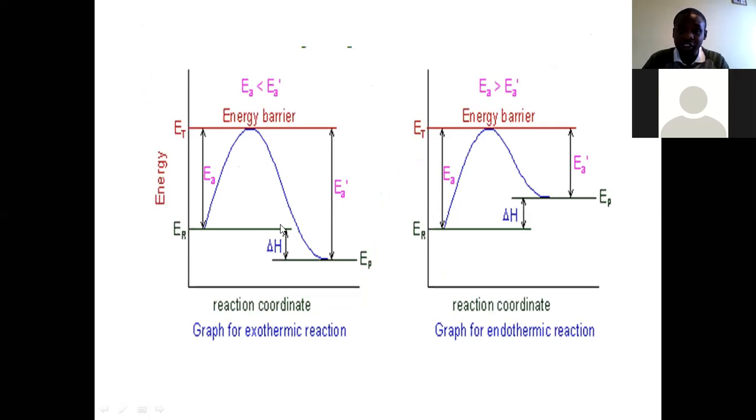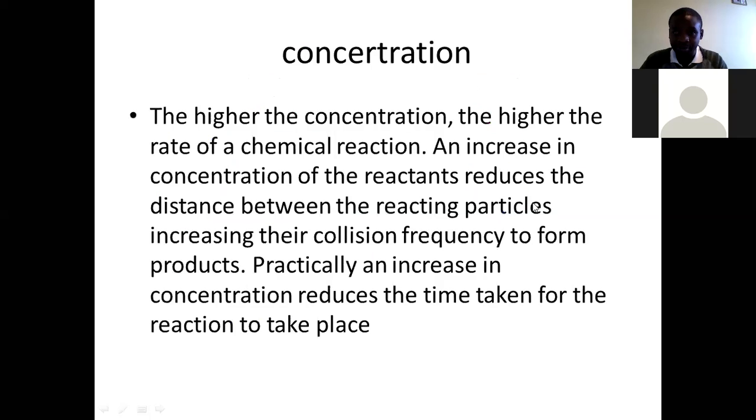The activation energy is again shown here for an exothermic reaction. And for an endothermic reaction, it is this gap from this point all the way to this point that represents the activation energy before they can react and give you the product. So activation energy is seen as an energy barrier which the reactants need to overcome before they can form the product.